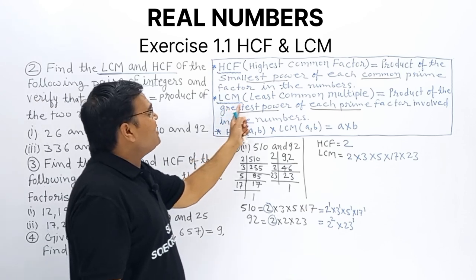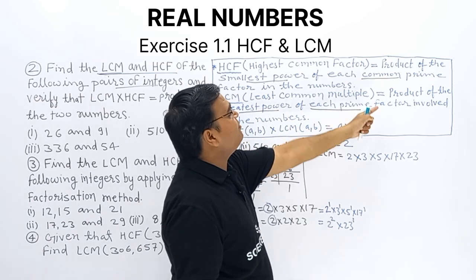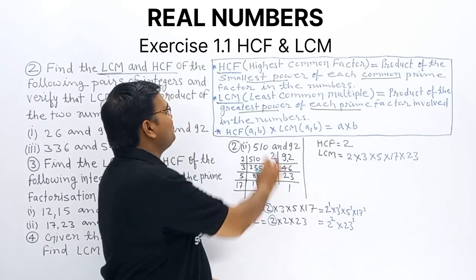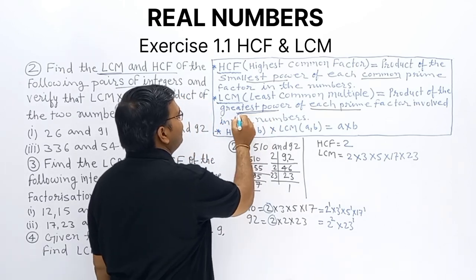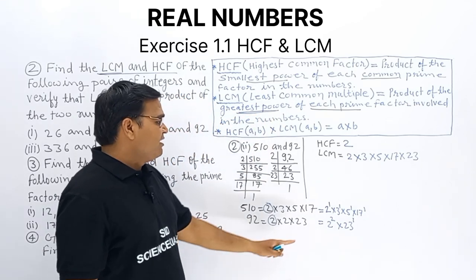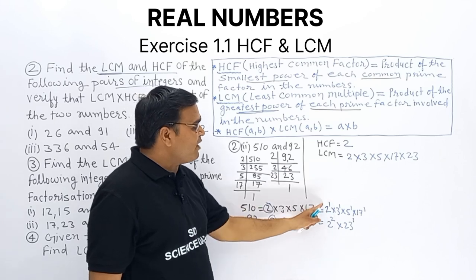Then the greatest power of each prime factor involved. Take the greatest power. What power? Greatest. Now 2 की greatest power कितनी है?